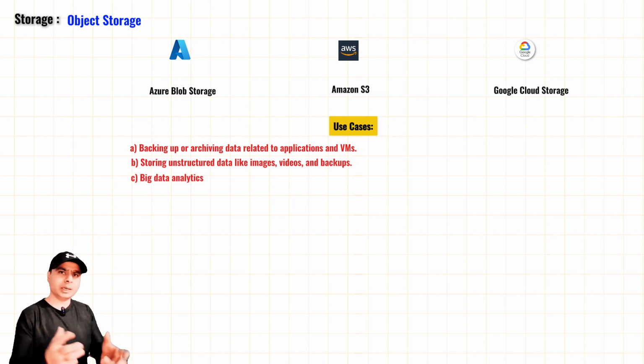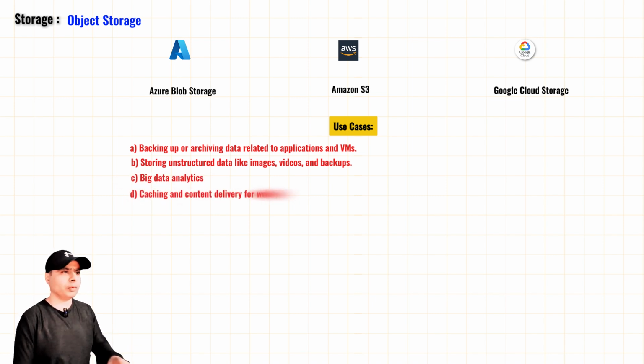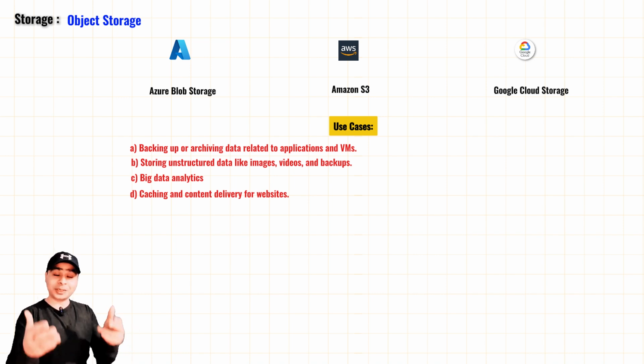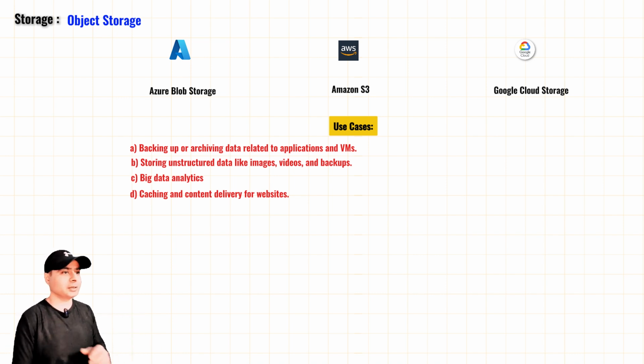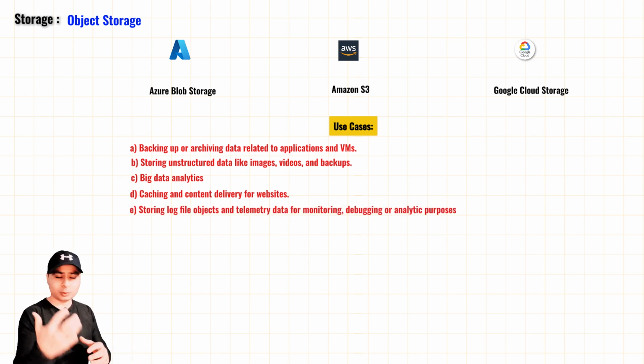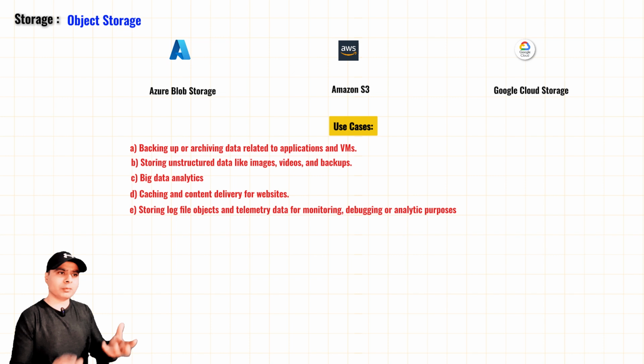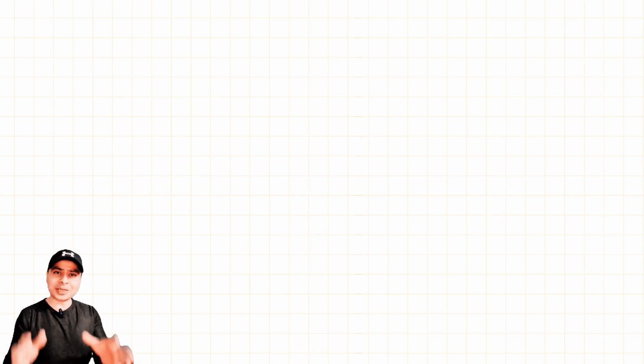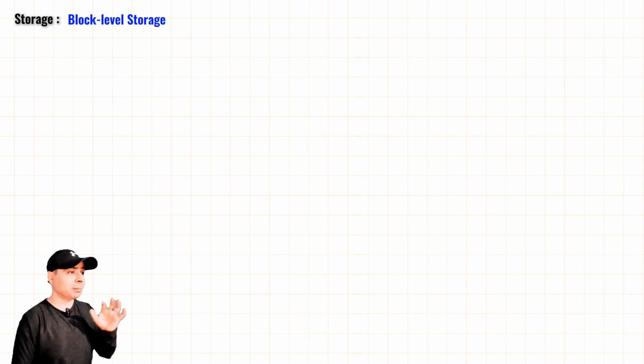Then we have big data analytics. At number 4, we have caching and content delivery for websites. And you can actually deliver a static website using all these object storages. The fifth use case could be storing log file objects and telemetry data for monitoring, debugging, and analytics purposes. And what is the second most used storage service? That is block level storage. And this one is used for virtual machines and related services.